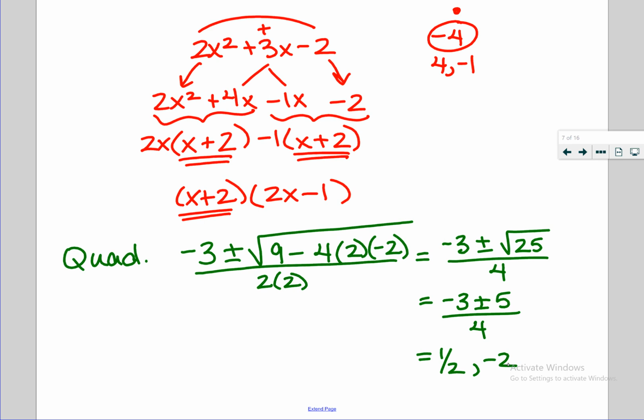Okay, so there's a few different ways to do it. Guess and check, grouping. If you did the box method and you want to do that, that's fine. It's kind of similar to grouping. Quadratic formula, that is your quick review of factoring. That's pretty much all the review of factoring we're going to do for the rest of the year.